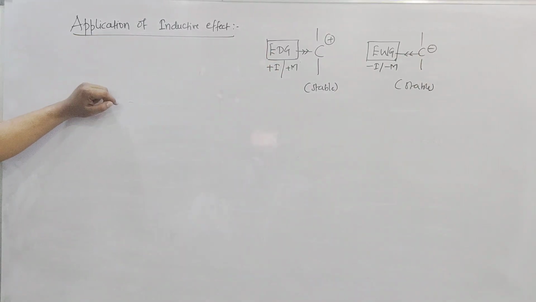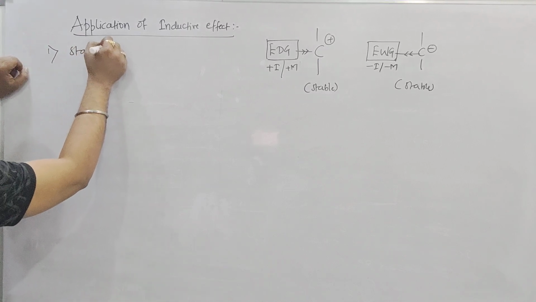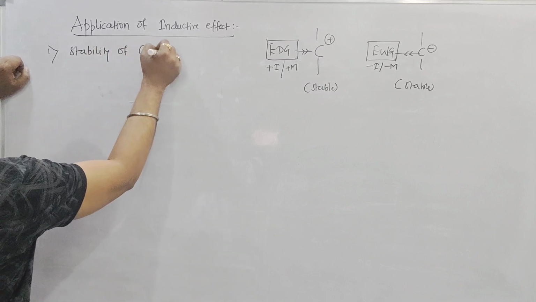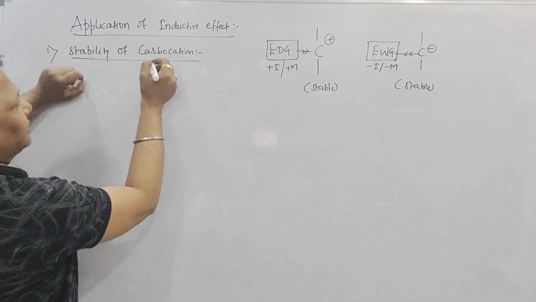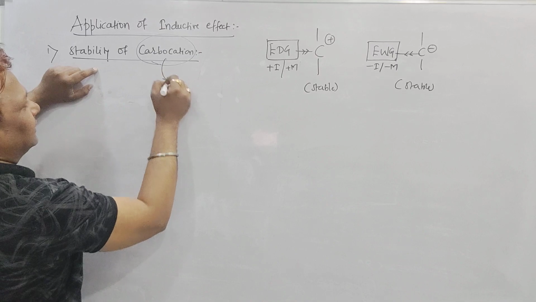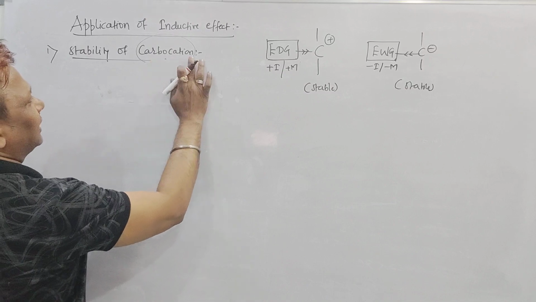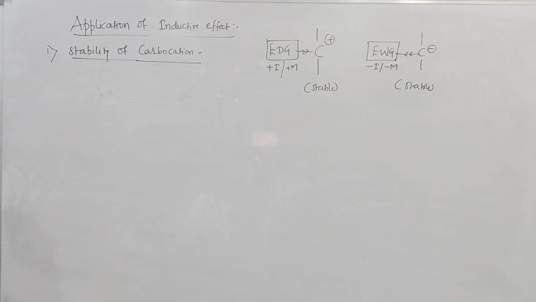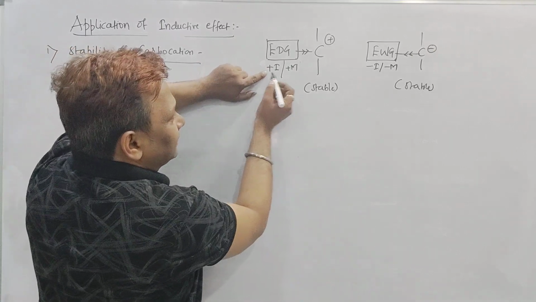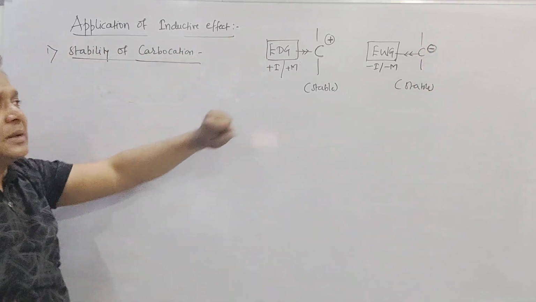So in this application of inductive effect, the first point I want to discuss with you is the stability of carbocation. Sir, what is meant by carbocation? Carbocation means a species in which the carbon atom is positively charged. For example, C plus is the carbocation. Is it clear? So stability of carbocation: obviously it is a C plus charge, so it is stabilized by electron donating groups, right? If the number of plus I groups increases, stability of carbocation increases. This C plus is a carbocation and C minus is a carbanion. Carbanion means carbon with negative charge.